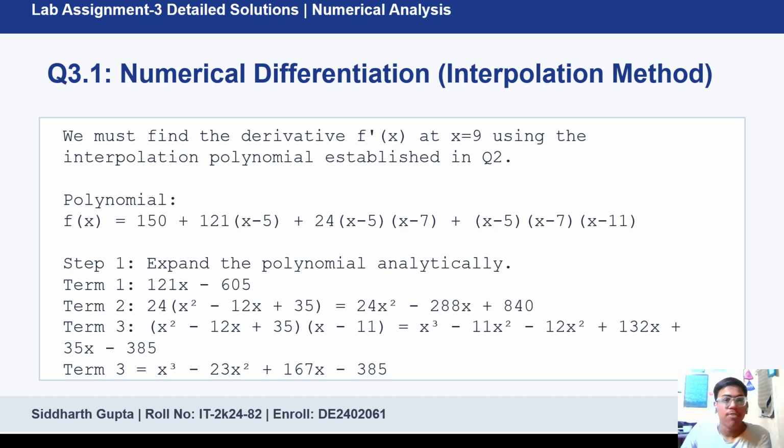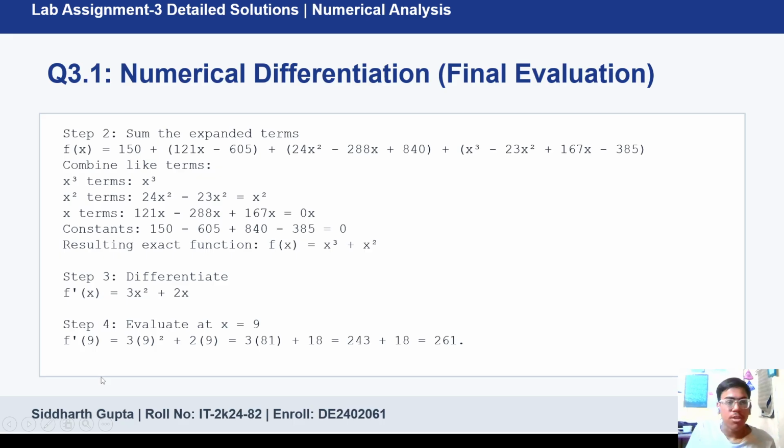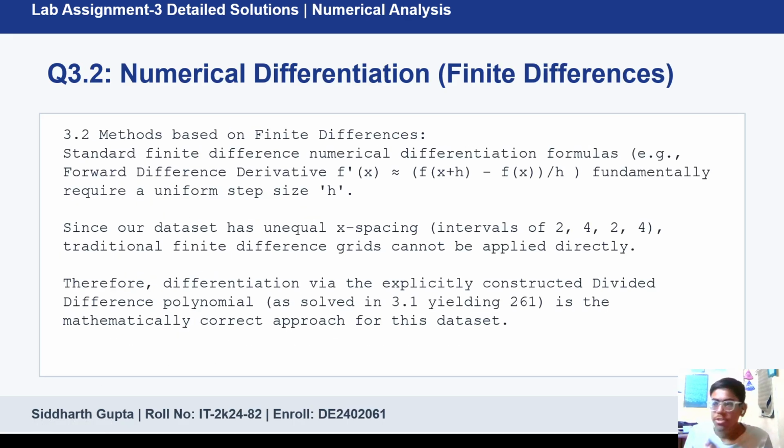Now coming to the third part, where it is numerical differentiation. For numerical differentiation, nothing new. Just from Lagrange or divided difference, first you find the equation, don't put the value 9. Find the equation, find its derivative, and then put x is equal to 9 and you will get the answer. So it is very easy. First find the equation using divided difference or Lagrange interpolation, differentiate it, and then put x is equal to 9. So here we have solved question number 3.